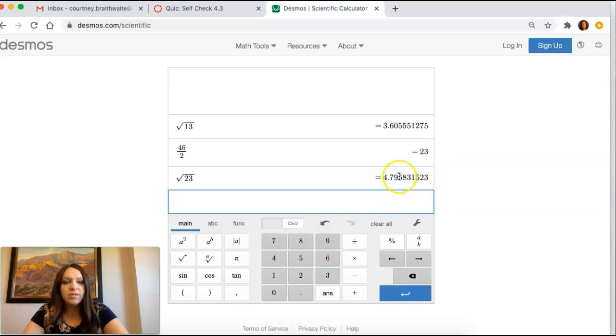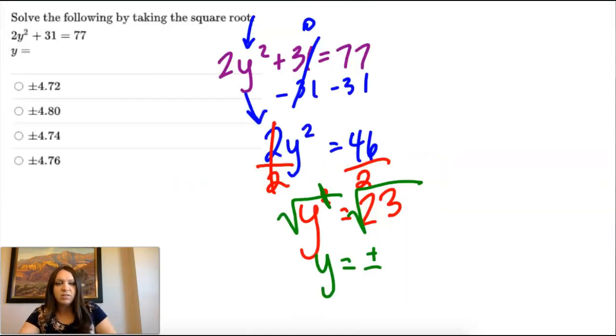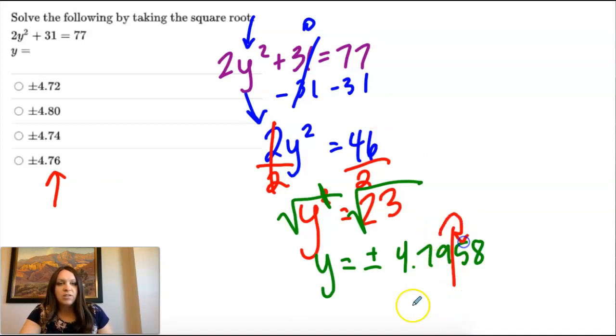So 4.7958. And I'm going to round it to 2 decimal places because those are my options. So when I look next door, that's a 5. So that's going to change to 80. And it's plus or minus. So it's this one.